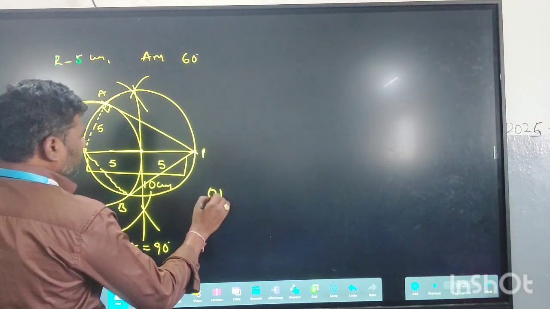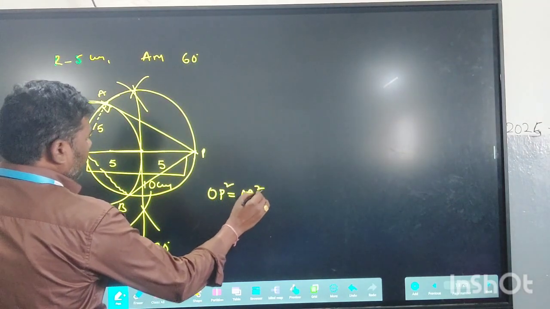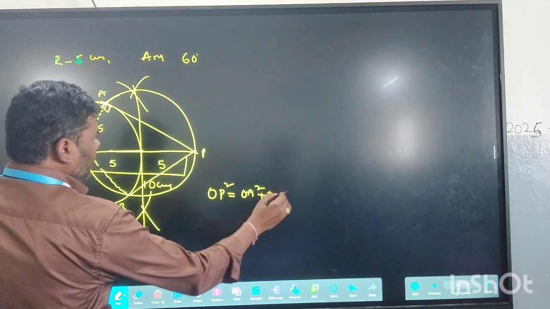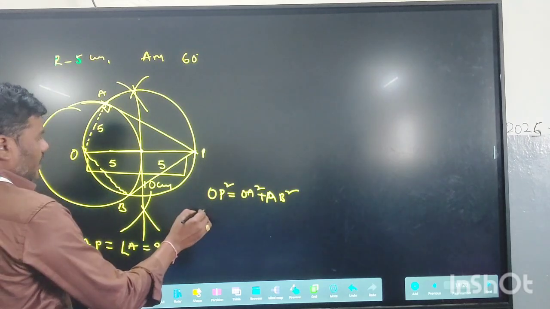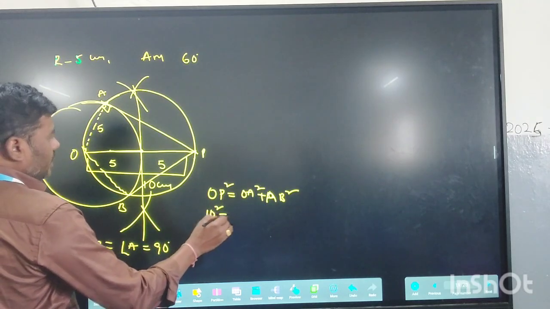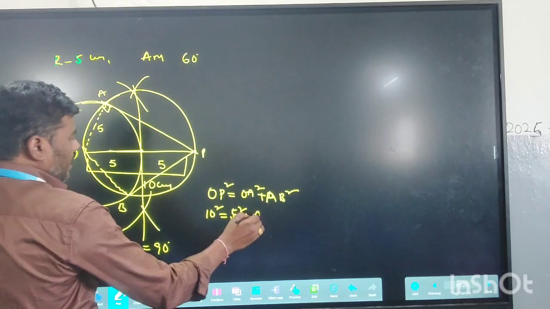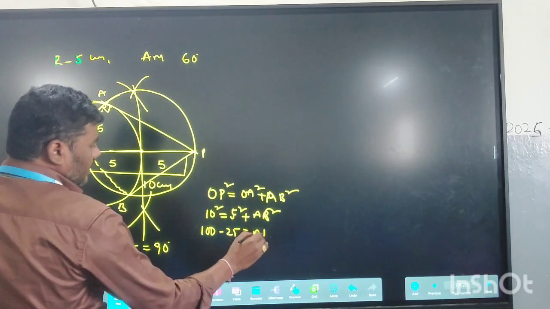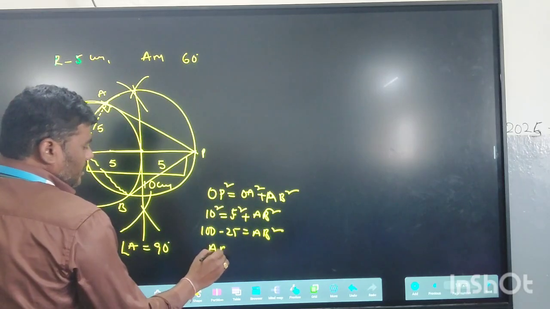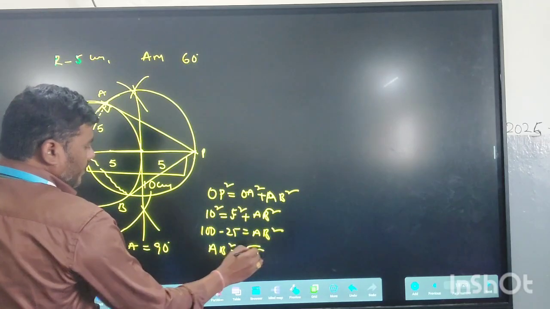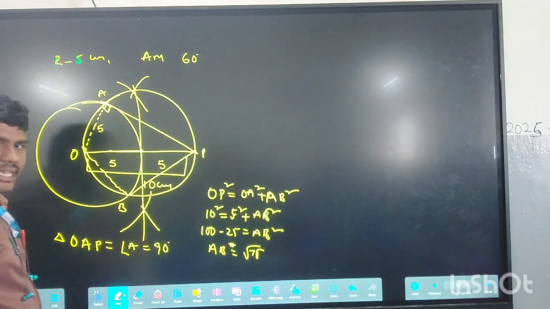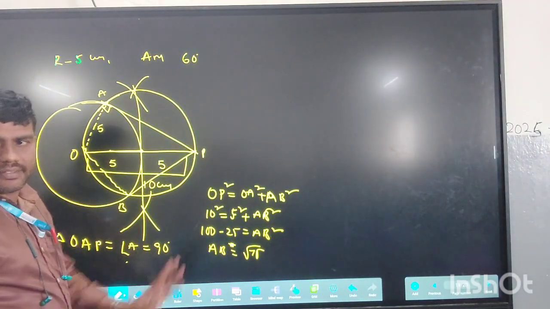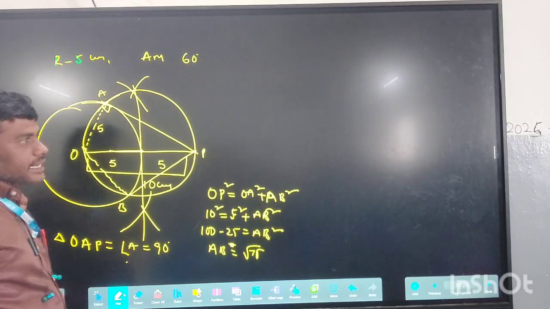So OP square equals OA square plus AB square. Finding AB square: OP square equals 10 square, OA equals 5 square plus AB square. So this is 100 minus 25 equals AB square. So AB equals under root of 75. The value is not exact here, that's why we take an approximate value to get the root value. Okay? Second question.